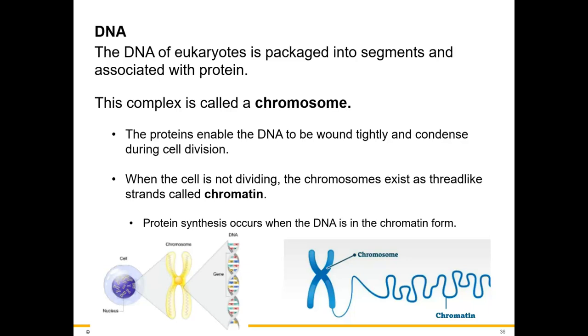Whenever the cell is not dividing, the chromosomes will exist as thread-like strands called chromatin. So you can see that here. Here's chromatin, just long strands of DNA. But once it is time for the cell to divide, that's whenever the chromatin will condense into this chromosome form. Also, protein synthesis is going to occur when the DNA is in that chromatin form as well. Once we shift into cell division, the chromatin will be in this chromosome form, and that's going to allow for the correct distribution of DNA to the daughter cells.